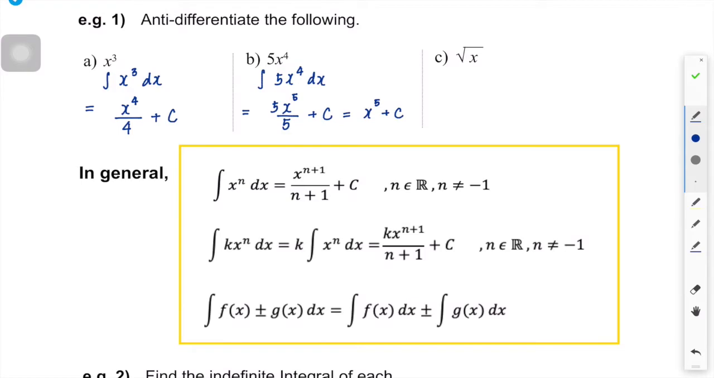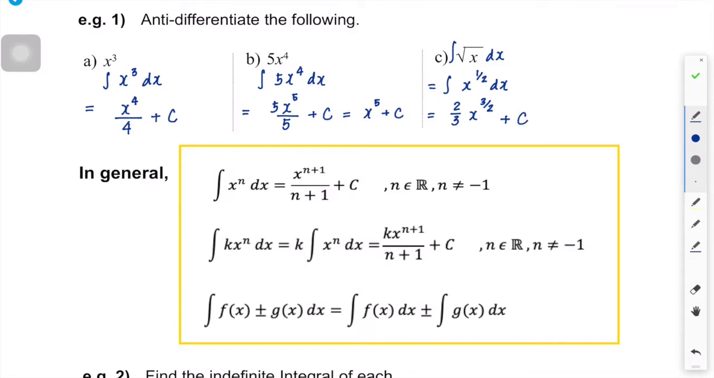Question C. We will take the integral of the square root of x dx. Now you can consider the square root of x as x to the power of 1 over 2 to make it easier. What do you think your answer is going to be? Once again, x to the power of 1 plus 1/2, divided by the same exponent, which is 3/2, plus c.